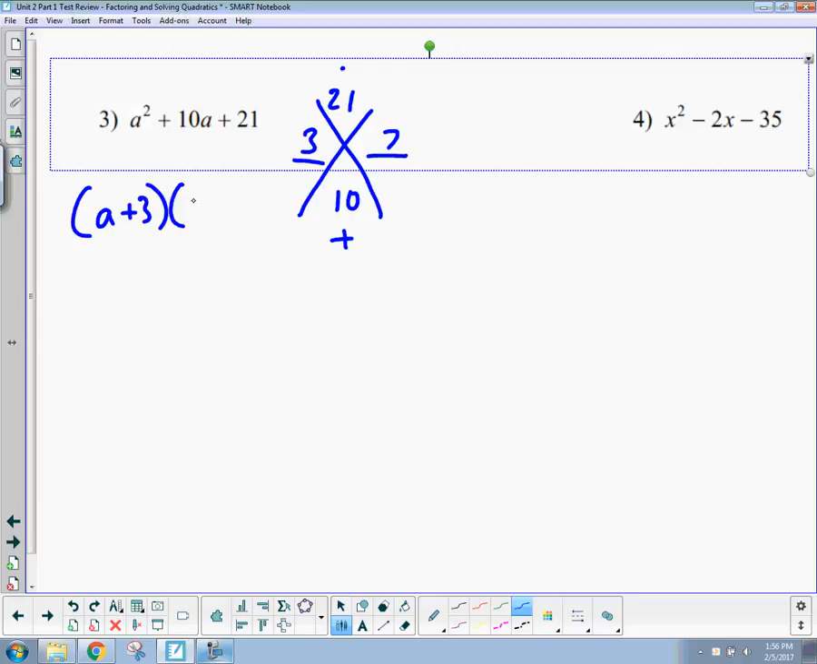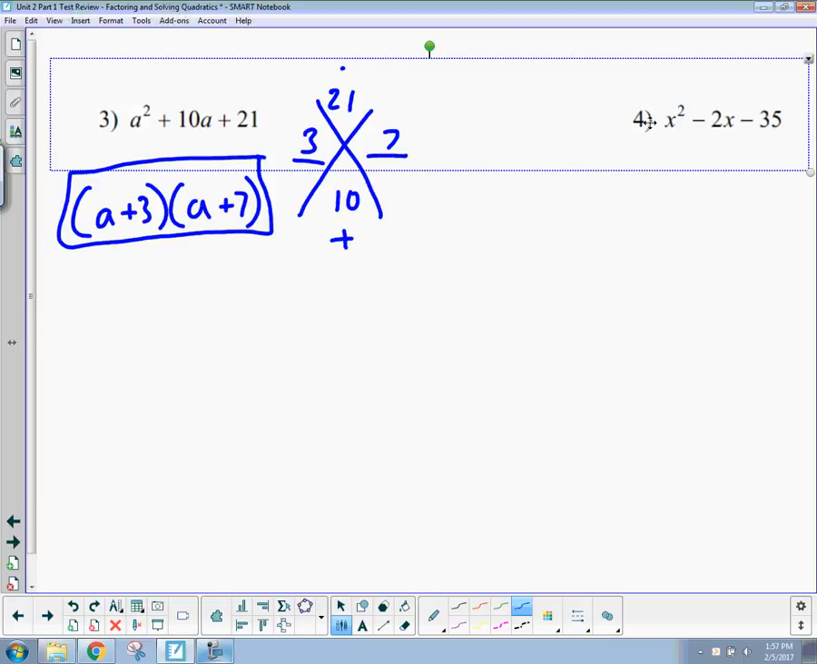Since we are just factoring, I'm done. This is it. And if I were to remultiply that out, I know that a times a is a squared. A times 7 is 7a. Then we have our middle one here, 3a. 3 and 7 is 10, so there goes our middle term. And then 3 times 7 is 21. Moving on to the next one.